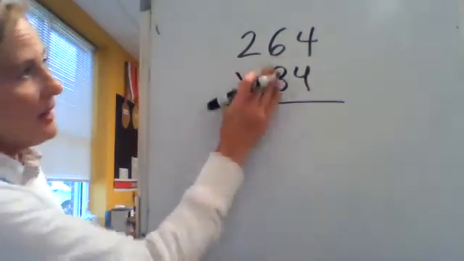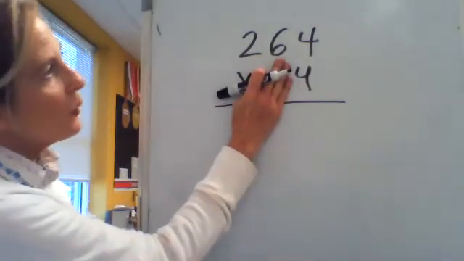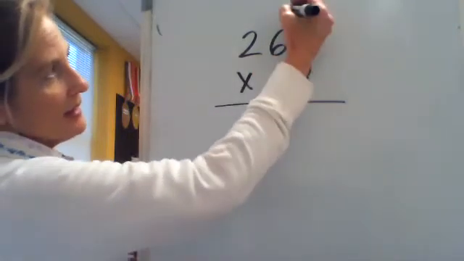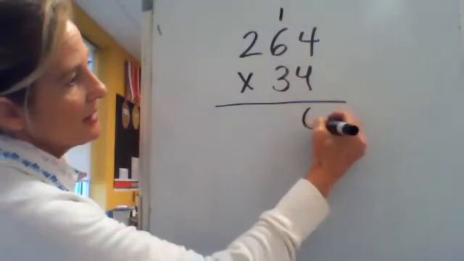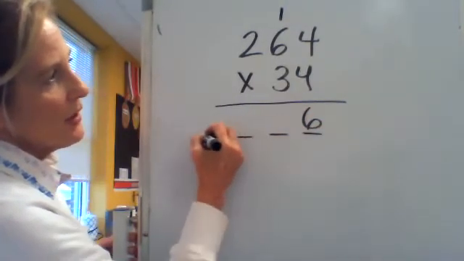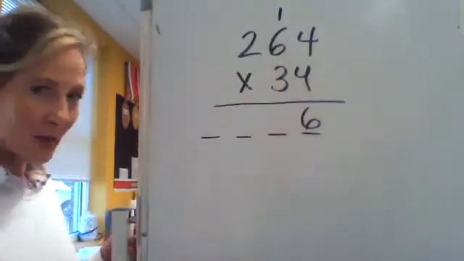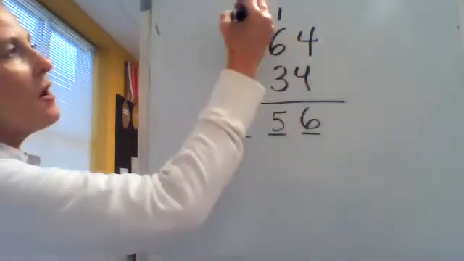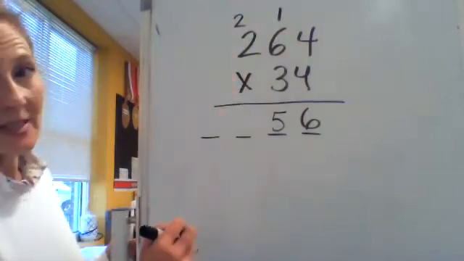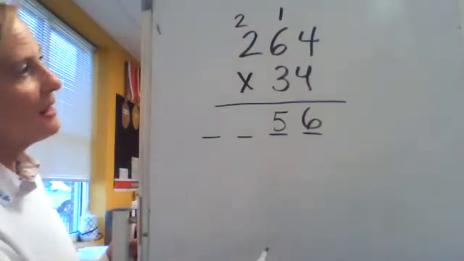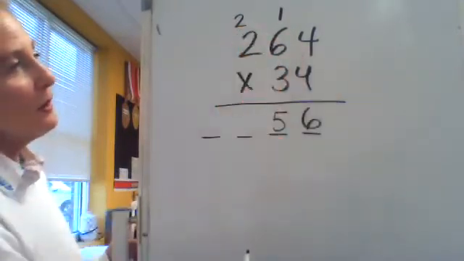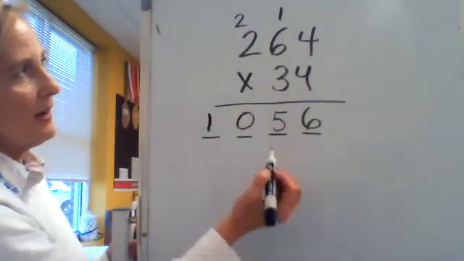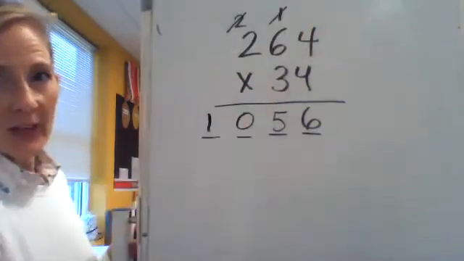All right, let's start as if we were just adding up 4 groups of 264. 4 times 4 is 16. That's 1 group of 10 and 6 ones. 4 times 6 tens is 24 tens, plus 1 more is 25 tens. There's my 5 tens. And there's my 20 tens, which is the same as 2 hundreds. And then there's 4 times 200, which is 800, 900, 1,000. And there I am.